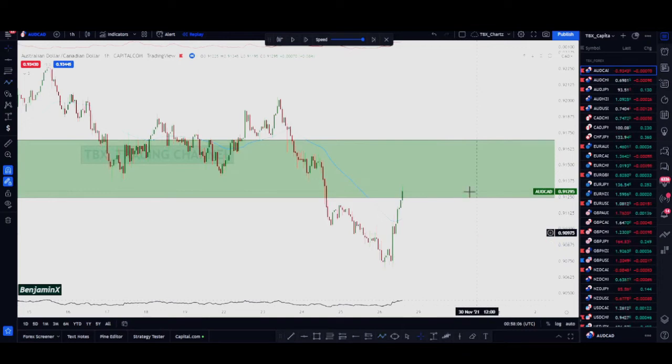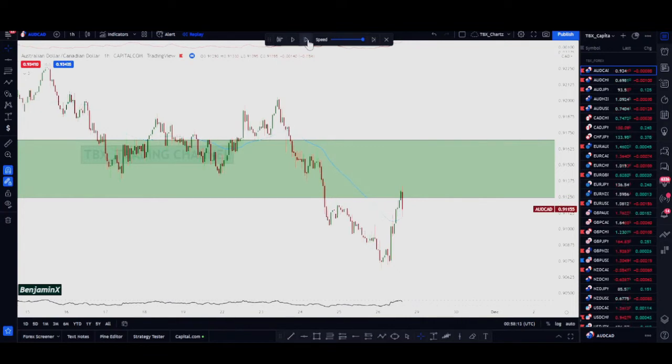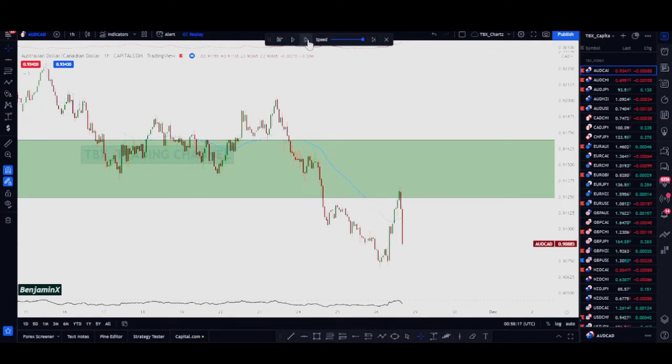That is clear. So now let's look at it. Price has got into the zone. Boom. We add one candle to the downside, two candles to the downside.